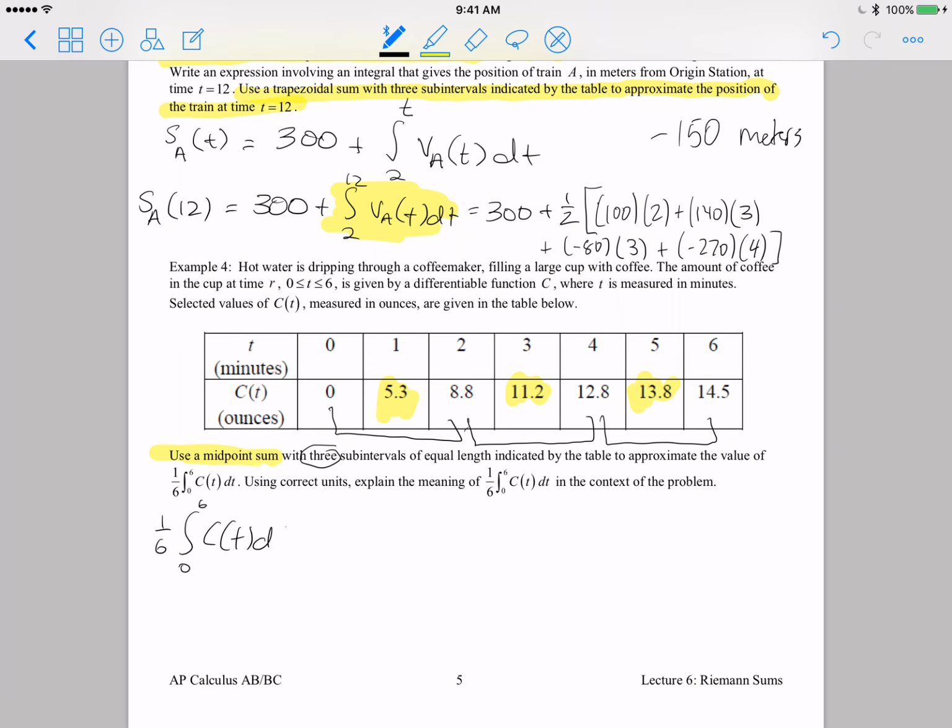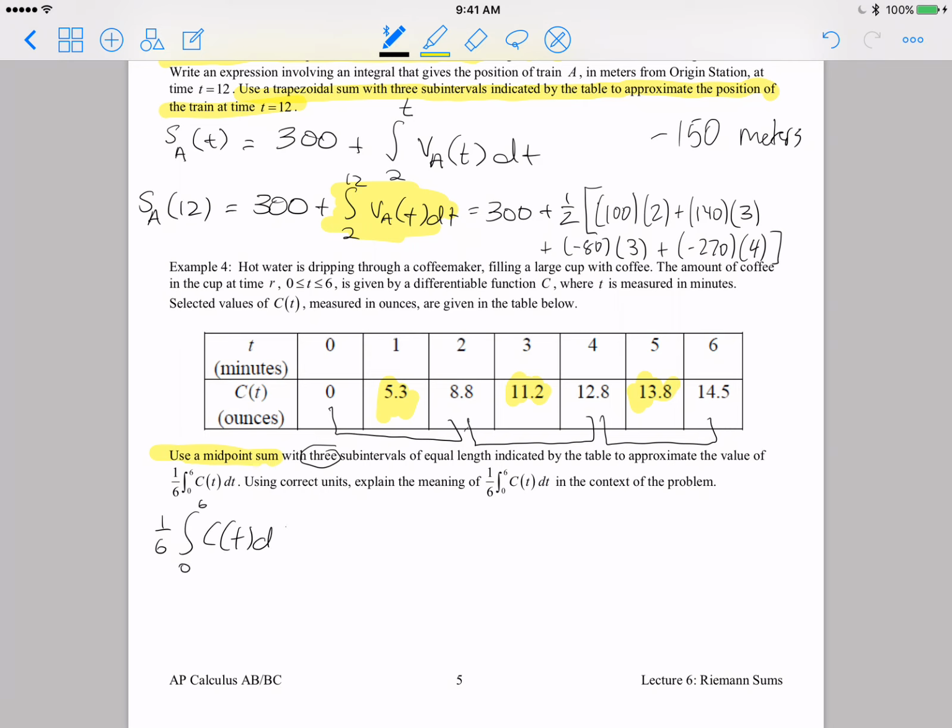Plus, go to the next subinterval. That would be from 2 to 4. We're going to, again, use the one that I highlighted, the one that's in the middle, 11.2. And then multiply by the width of the subinterval, which is, again, 2, since it goes from 2 to 4. And then plus, the last subinterval is from 4 to 6. We're going to use that number that's in the middle for the y value, so 13.8 multiplied by 2. And if you put that in the calculator, you're going to get 10.1.